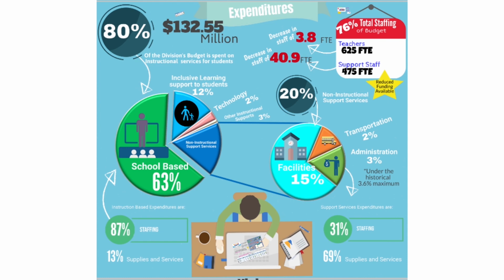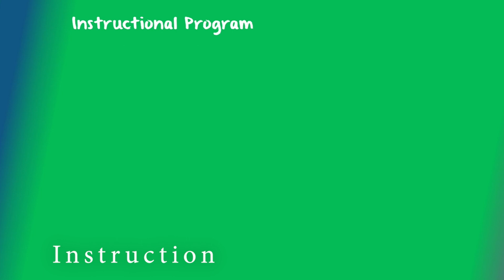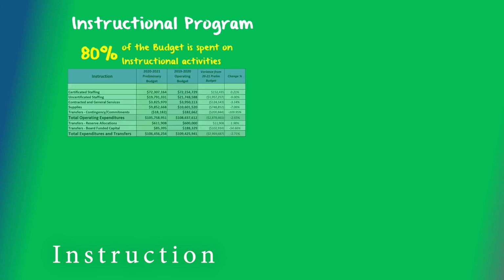Overall, the division expenditures are directly tied to the available funding and program allocations, whereas 80% of the division's budget is for instructional programs, and a total of 20% relates to non-instructional programs, including plant operation and maintenance, capital, administration, and transportation. The instructional program is the largest area of the budget, representing over 80% of the entire operating budget.